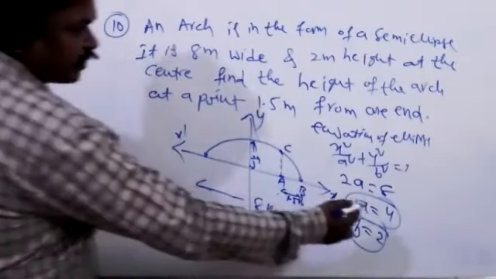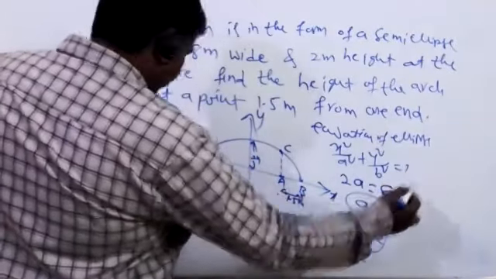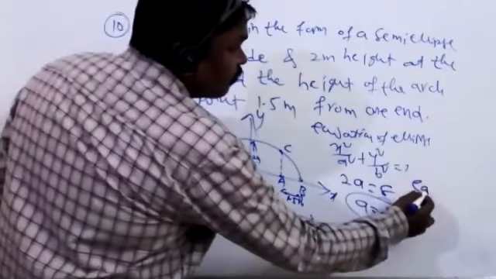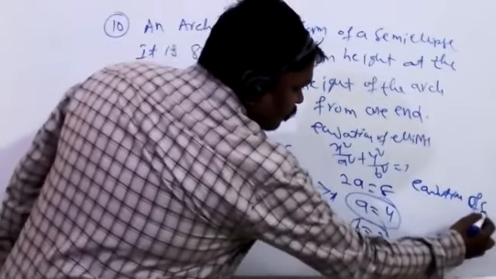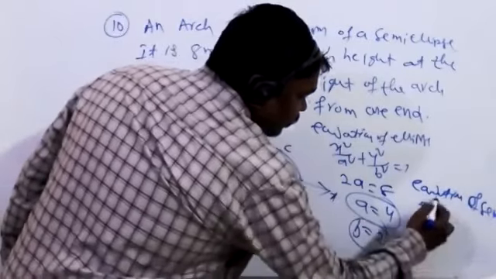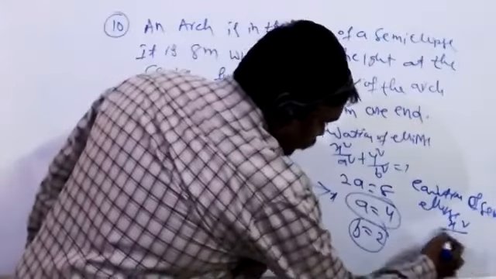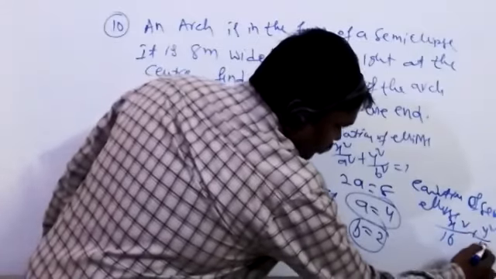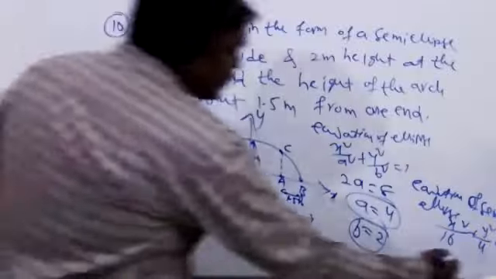Then substituting here, equation of the semi-ellipse: x square by 16 plus y square by 4 is equal to 1. This is equation 1.